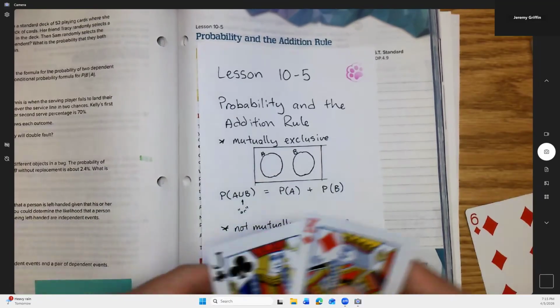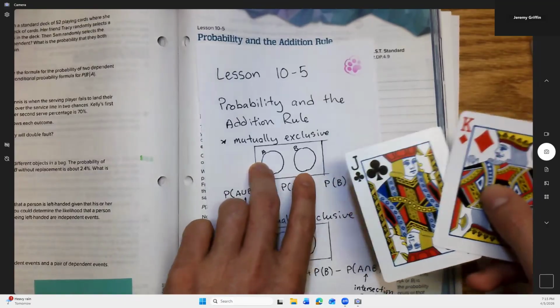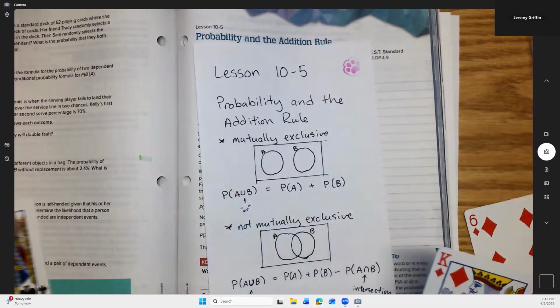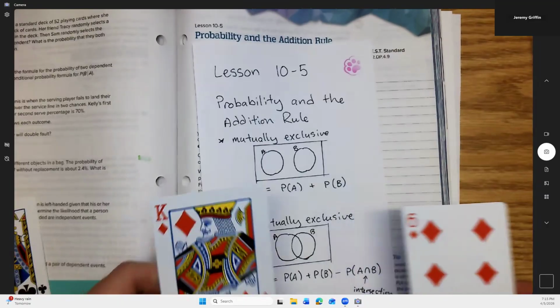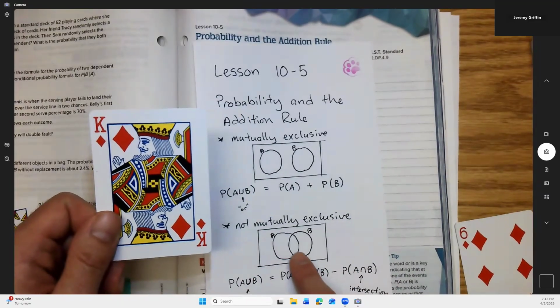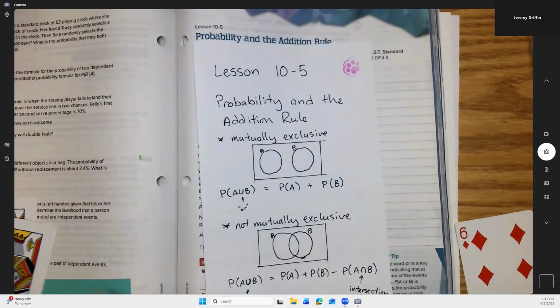So jack and king, mutually exclusive. You can't have both at the same time. King and diamond, ooh, you can have both at the same time. In fact, you're looking at it right here. That's where these bubbles would overlap.